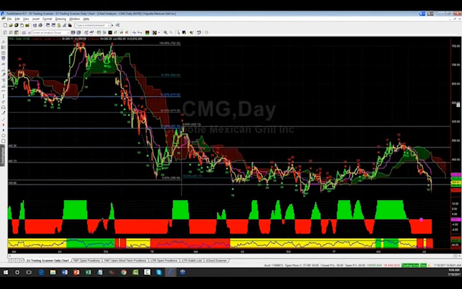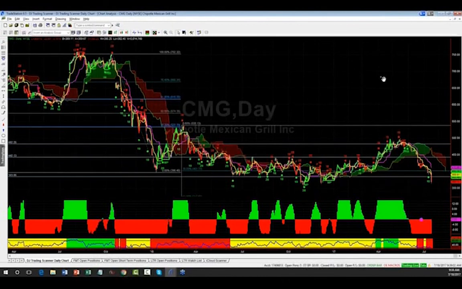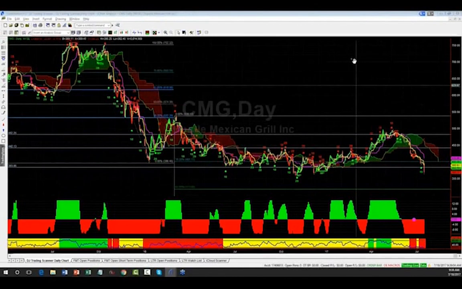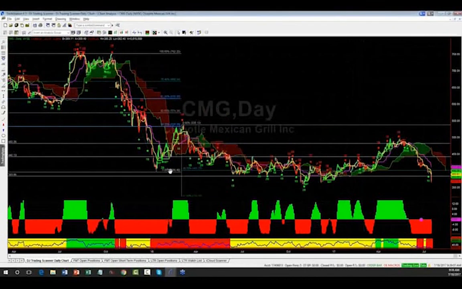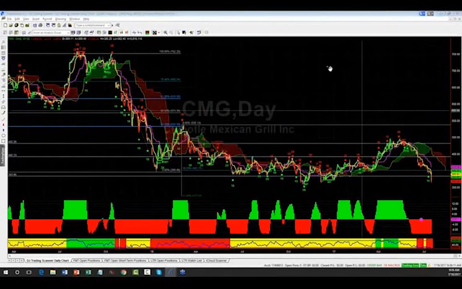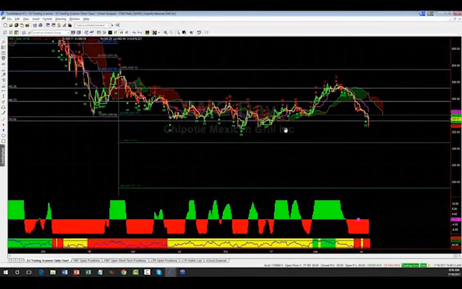Yeah, you can see I've got this marked up. This is a pretty nice short. We got a target. So there's the impulsive move down. It corrected. It channeled for some time. Now here it's heading down again.